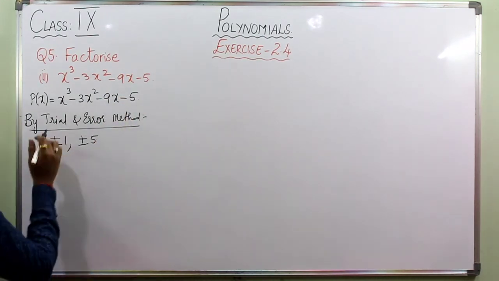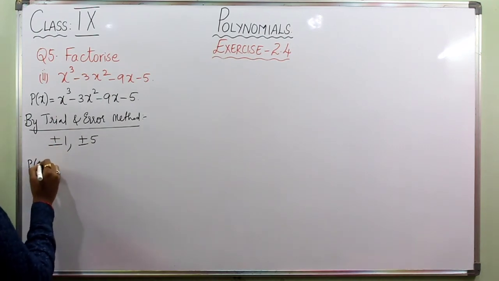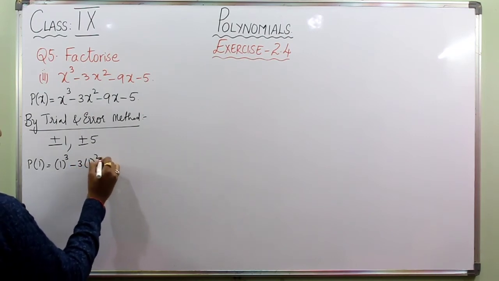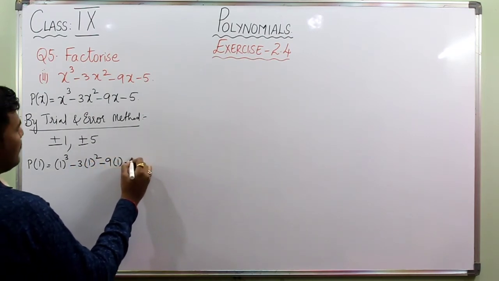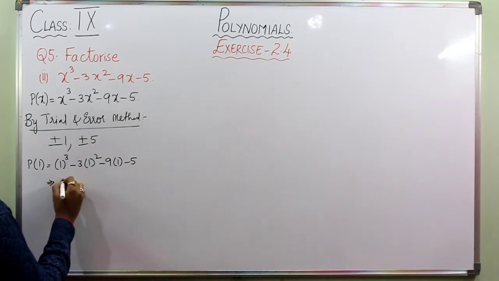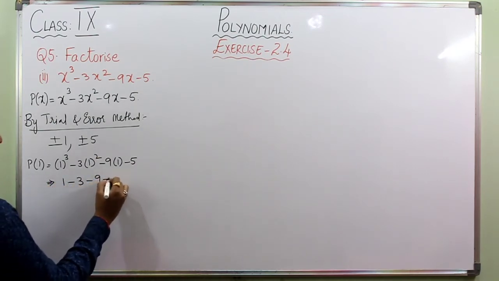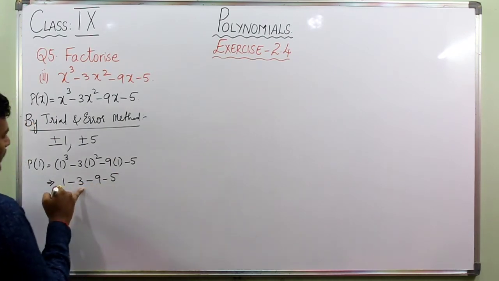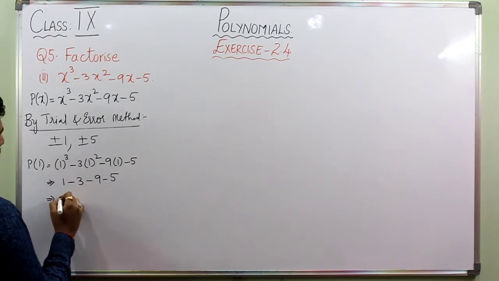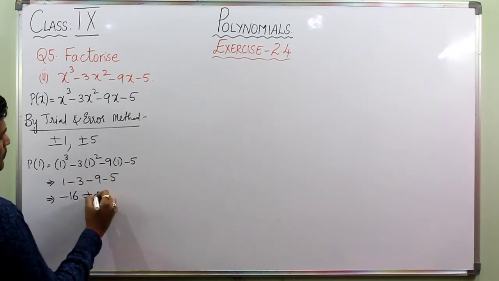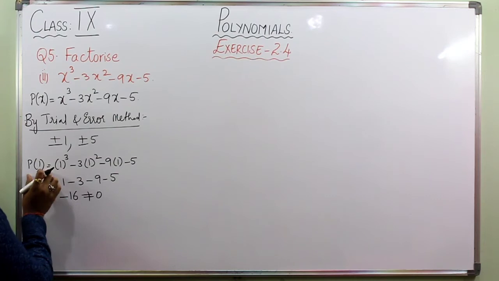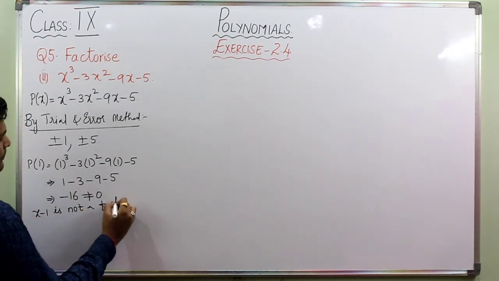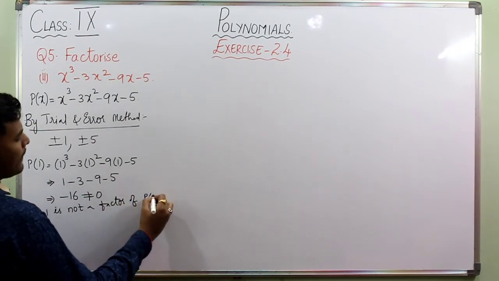We assume like that. So first let us consider 1, that is p of 1. Then it will become 1 cube minus 3 into 1 square minus 9 into 1 minus 5. This will become 1 minus 3 minus 9 minus 5. So this has come as 9 plus 5 is 14, 14 plus 3 is 17, 17 minus 1 is minus 16, which is not equal to 0. So therefore this p of 1, that is x minus 1, is not a factor of p of x.